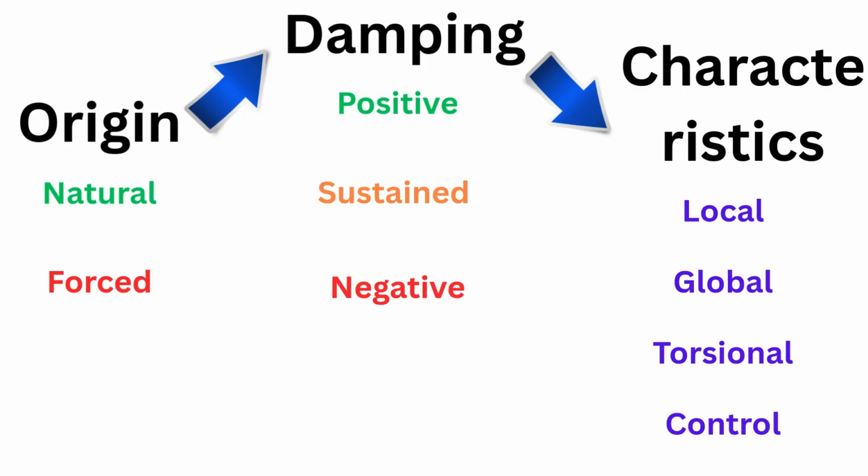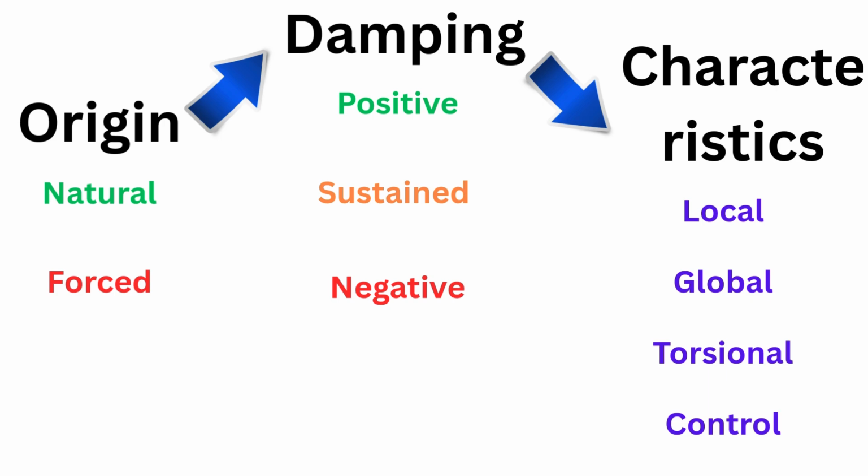Okay, that really ties the three classification methods together then. Origin, damping, and characteristic. It gives you the complete toolkit, really. First, you understand the origin. Was it natural or forced? That helps you find the root cause, the source of the energy injection. Right. Then you assess the damping. Is it positive, zero, or negative? That tells you the immediate threat level. How urgent is this? Is the system stable, marginal, or actively unstable? Okay. And finally, you identify the dynamic characteristic. Is it local, inter-area, or torsional? That tells you where the problem is manifesting physically and guides how you deploy the solution.